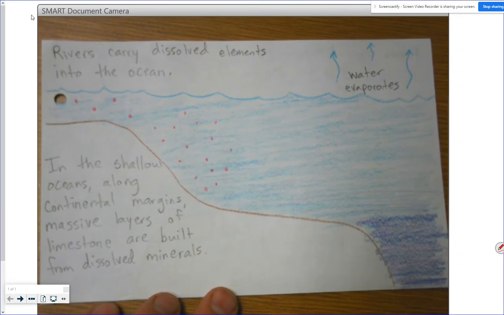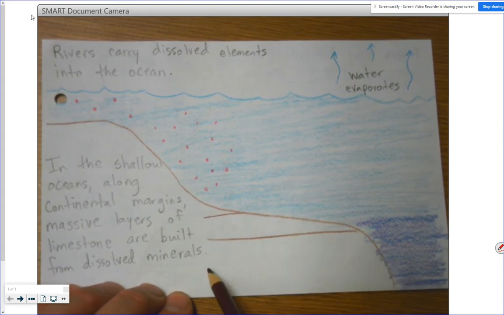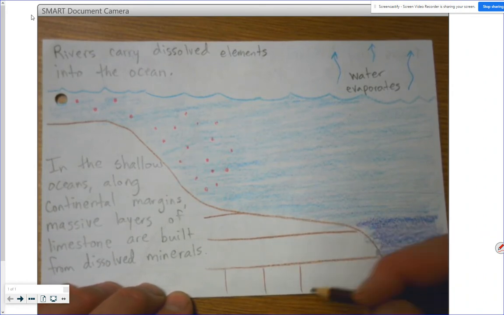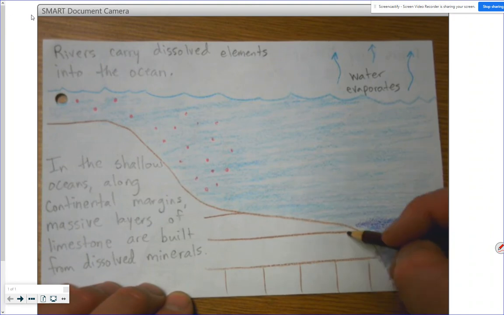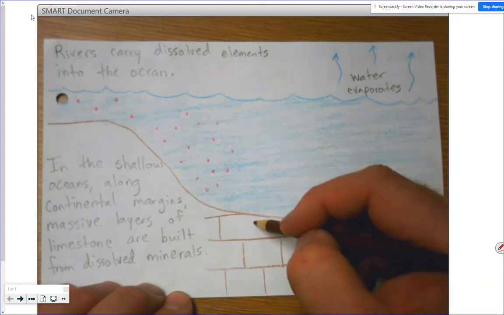Now, in geology, when we draw rocks, we have symbols that represent different types of rock. And the symbol for limestone is just like the brick wall over here. It's even the same color usually, kind of a tan buff color, and we draw it as bricks. The reason we draw limestone as bricks is because it can build up layer upon layer, hundreds of feet thick of limestone. And that's because all those dissolved minerals are getting concentrated and eventually crystallizing into really thick, massive blocks.